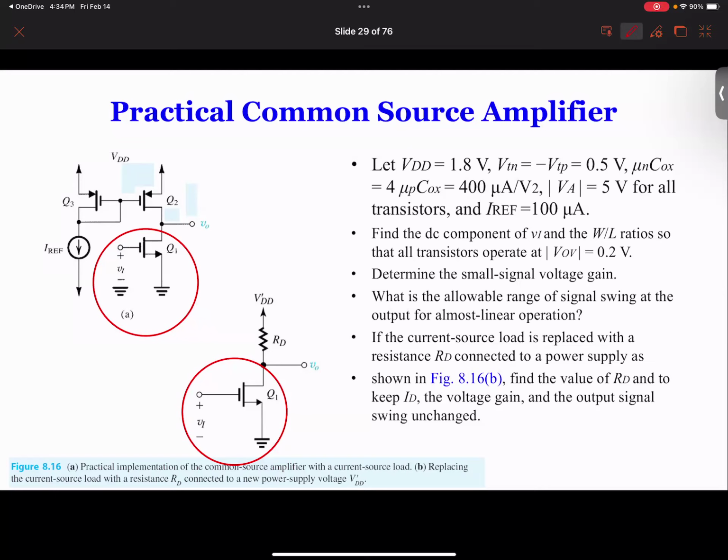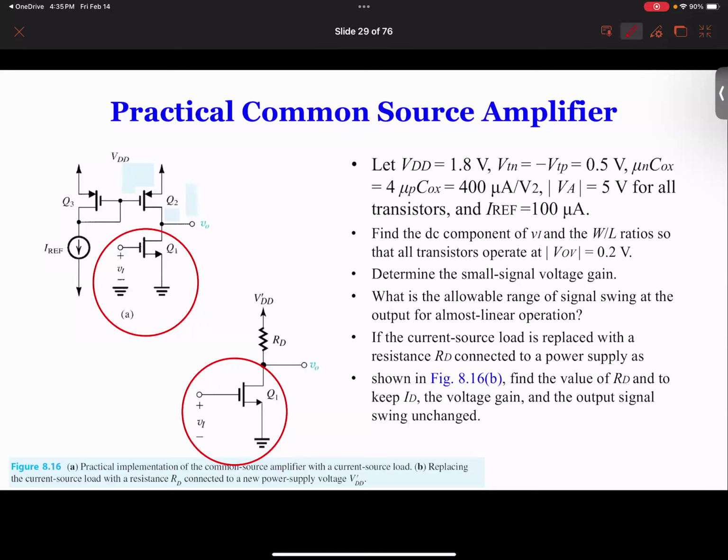Now, if you look here, these two transistor amplifiers are the same, but the top one has a current source and the bottom one has a resistance. I'm going to look at what is going to make a huge difference.